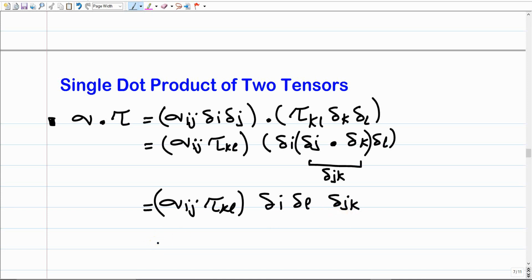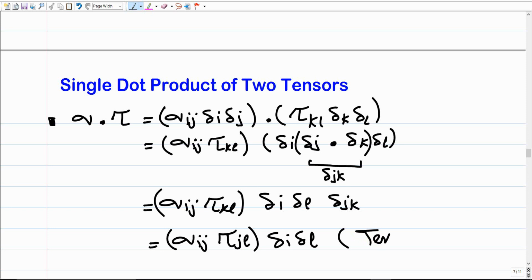If we did so, we end up with sigma ij tau jl, where I decided to use the same index j for both. So we end up with delta i, delta l. So again, this gives us a tensor because this is a second order tensor. So the single dot product of two tensors gives a tensor. It makes sense?